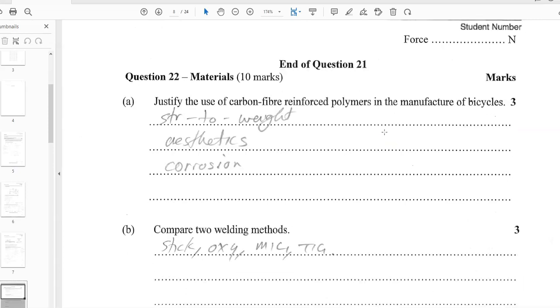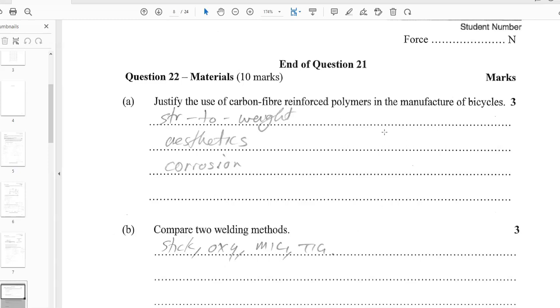Justify the use of carbon fiber reinforced polymers in the manufacture of bicycles. Well, we've got strength to weight ratio, aesthetics, corrosion. They're the 3 major reasons. Some people might talk about fatigue strength, and that's true, but it's not really relevant for bicycles. But let's pretend it is. I probably would give a tick for fatigue strength.